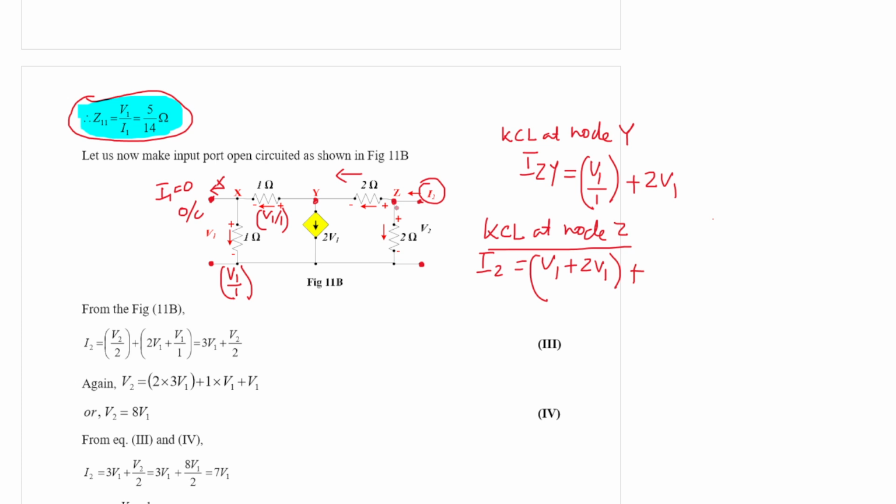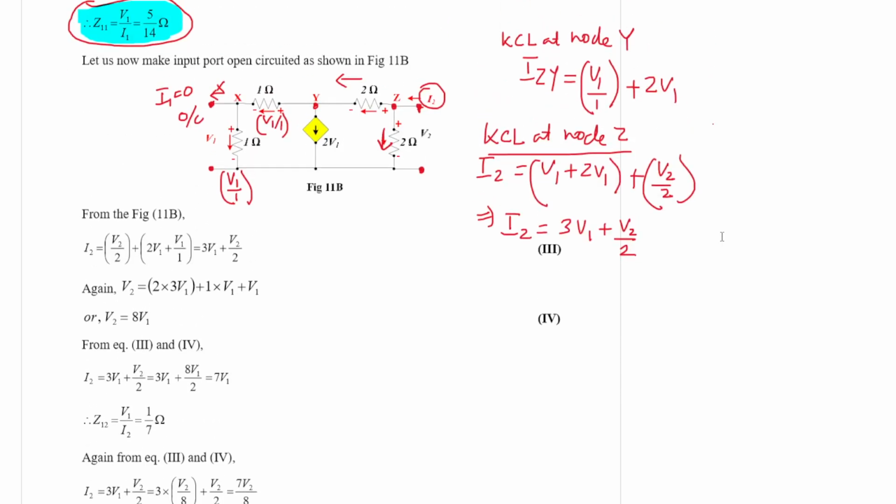And what is the other current? The current flowing through this 2 ohm resistance is actually V2 by 2. Why? Because this voltage V2 falls directly on the 2 ohm resistance, so the current is V2 by 2. So I2 is equal to 3V1 plus V2 by 2. That is the equation.